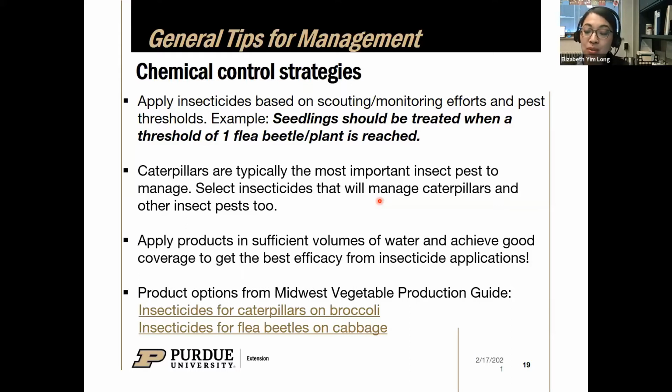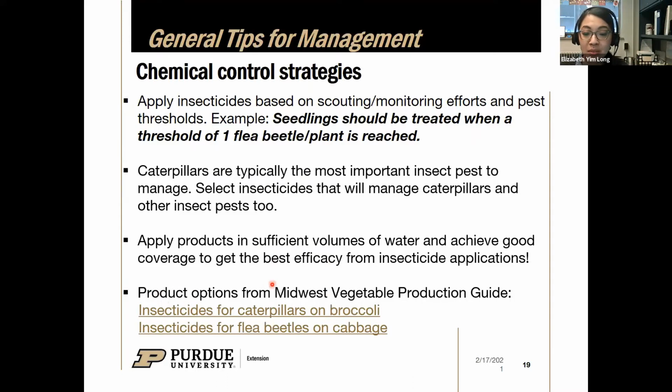Caterpillars are typically the most important pests to manage. I hope I've sent that message home to you. So as you're selecting insecticides, select those with the goal of managing caterpillars, but also other insects that may also be managed by the same chemistry or product. It's very important, particularly with caterpillars and thrips, to apply these products in sufficient volumes of water and achieve good coverage to get the best efficacy possible.